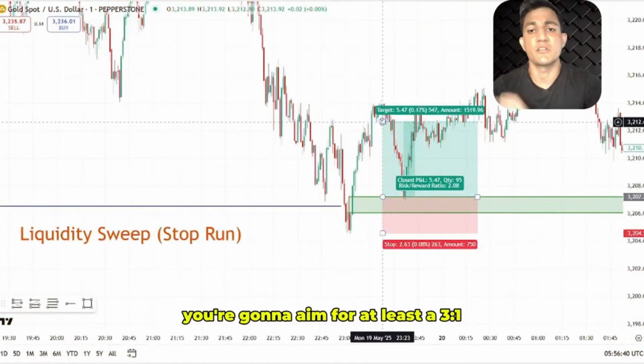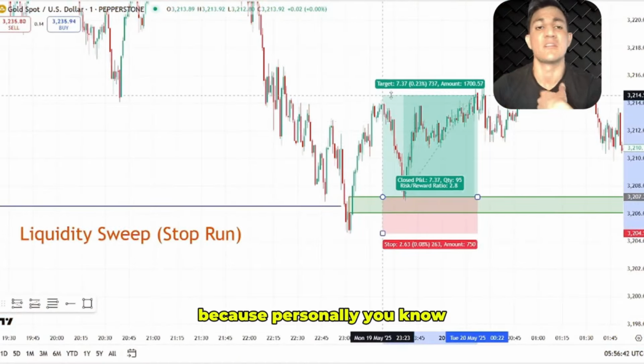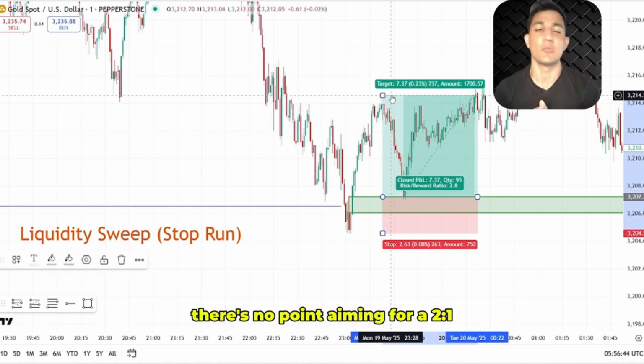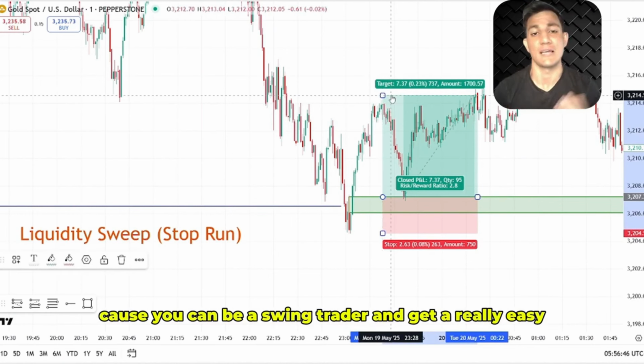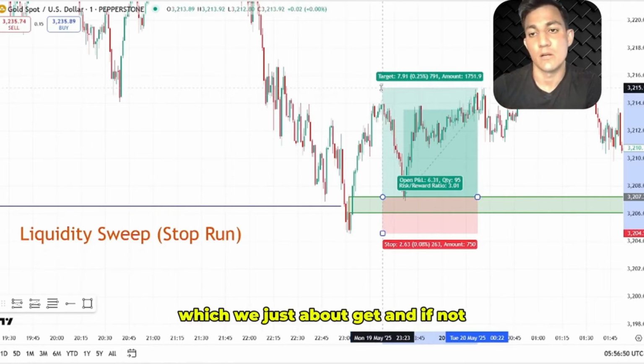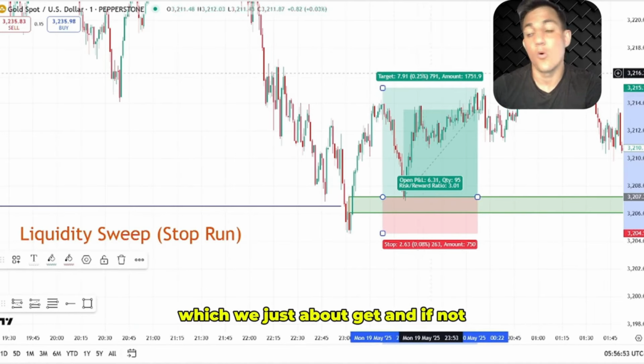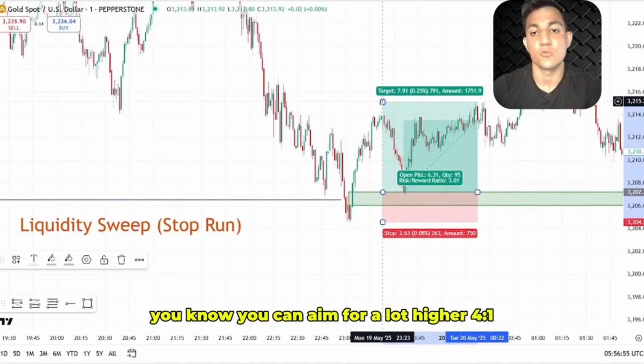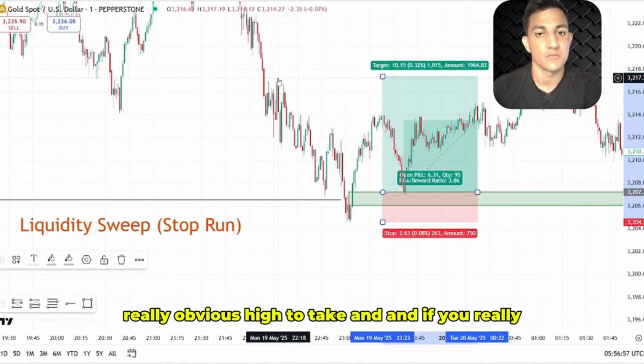Now, for your take profit, you're going to aim for at least a 3-to-1 because personally, if you're scalping, there's no point aiming for a 2-to-1, because you can be a swing trader and get a really easy, reliable 2-to-1. So I'm going to aim for at least a 3-to-1, right? Which we just about get. And if not, you can aim for a lot higher, 4-to-1. This high right here, really obvious high to take.